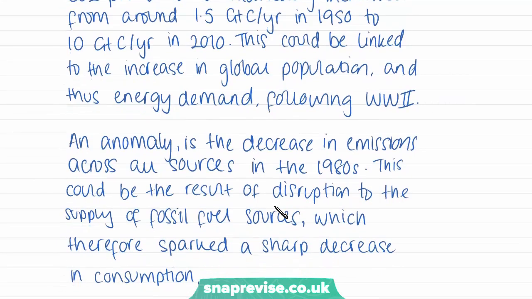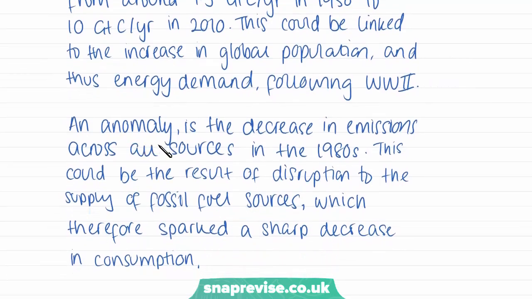And then I'm going to talk about an anomaly, which I mentioned when we looked at the graph, that little dip that we saw. So I've said an anomaly is the decrease in emissions across all sources in the 1980s. This could be the result of a disruption to the supply of fossil fuel sources, which therefore sparked a sharp decrease in consumption. So yet again, I've provided my anomaly and then I've given a bit of analysis to it as well.